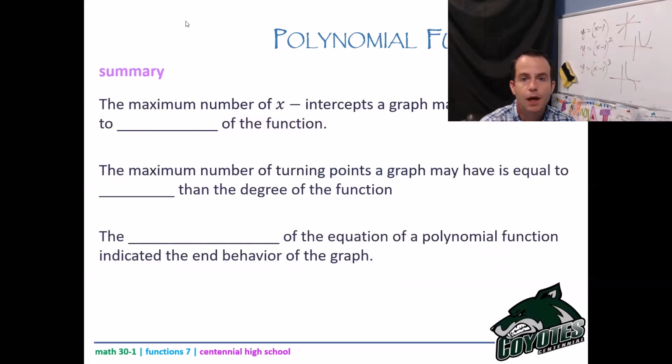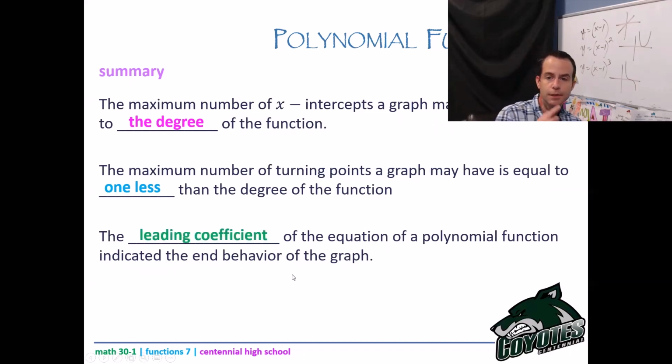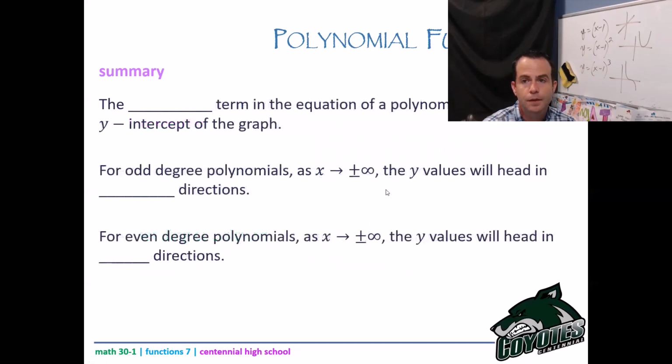The maximum number of x-intercepts a graph may have is equal to the degree of the function. The maximum number of turning points will be 1 less than the degree of the function. And the leading coefficient of the equation of a polynomial function indicates the end behavior of the graph. So whether the leading coefficient was positive or negative: if it was positive, I'm ending up. If the leading coefficient is negative, I'm ending down. The constant term in the equation of a polynomial is the y-intercept of the graph.